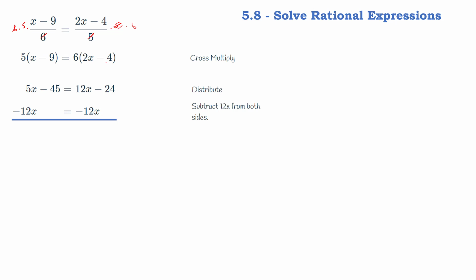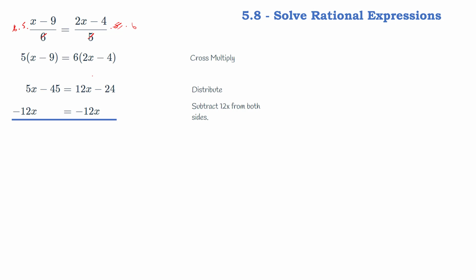Then we're going to distribute. If we do this, we take in our 5 times x, which gives us 5x, and then 5 times negative 9 is negative 45. Then 6 times 2x gives us 12x, and 6 times negative 4 gives us negative 24.